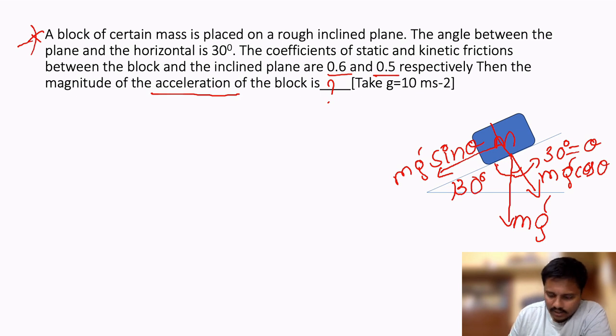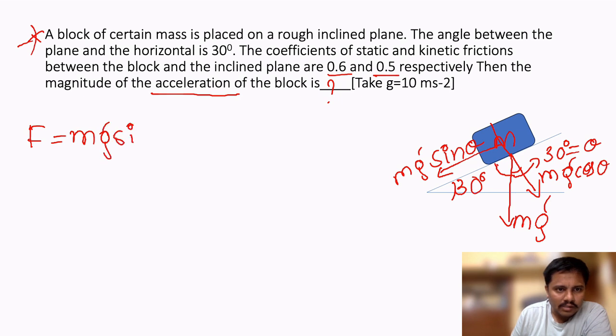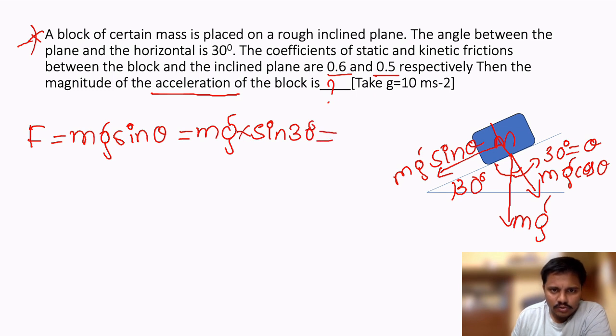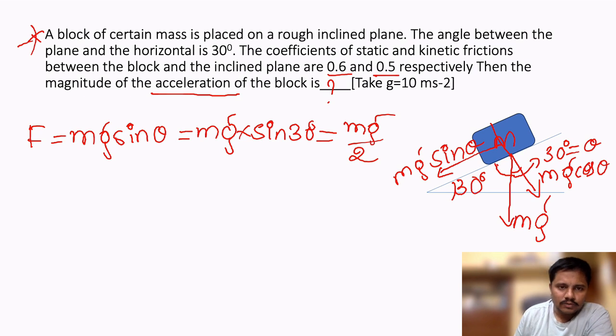First we will calculate that. F is equal to mg sin theta, which is m into g into sine of 30 degrees, which is equal to mg by 2, because sine 30 is 1 by 2. So that's our force acting on the block to move it in the downward direction.